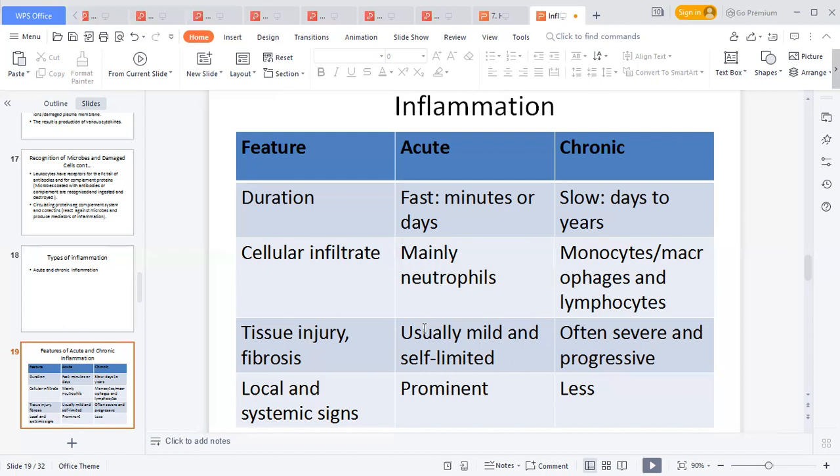How about tissue injury? In the acute, it is mild and self-limited. While in the chronic, remember what we said, it's often severe because it will take long. It is often severe as it is taking long, meaning that it is progressing.